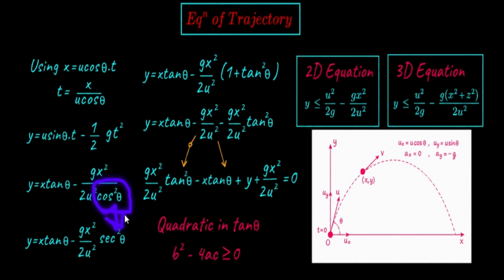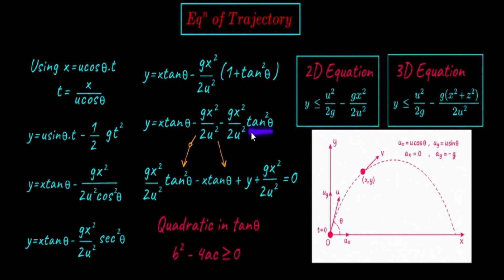But we can write this in a better way. Look at the next part of the board. I have used the identity 1 upon cos square theta equals 1 plus tan square theta. This is a standard trigonometric identity. You should know this. Substituting this into our equation, y equals x tan theta minus gx square upon 2u square into bracket 1 plus tan square theta. Now, this form is written on the board. And this is a very important form. Can you see why?